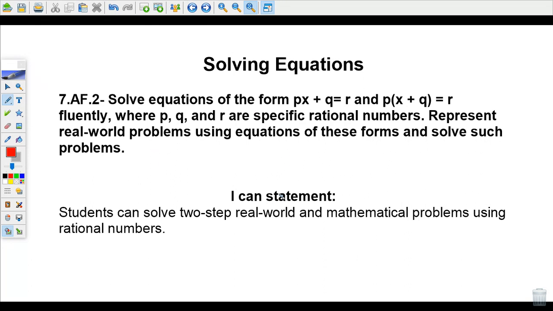So our standard is really two-step equations, and our I can statement has to do with solving two-step real-world and mathematical problems and equations using rational numbers. In this video, we're going to talk about one-step equations with certain operations. We're going to build to both this standard and this I can statement.